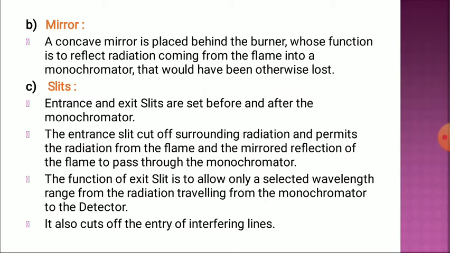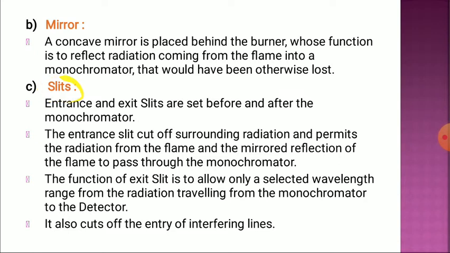Okay, we have seen the figure in the previous lecture, or you can say the schematic diagram. In that case, the second component is the mirror. The mirror will reflect whatever radiation is coming from the flame, and that will be reflected and transferred through the entrance slit. Okay, so our next is the slits.